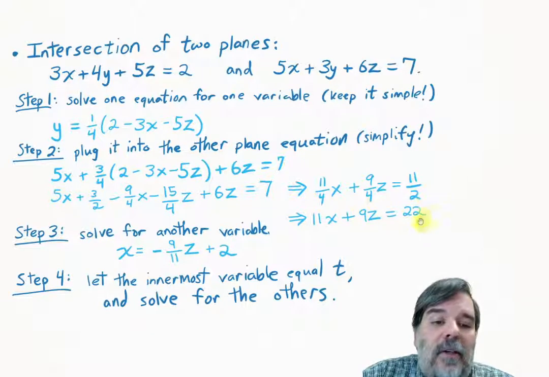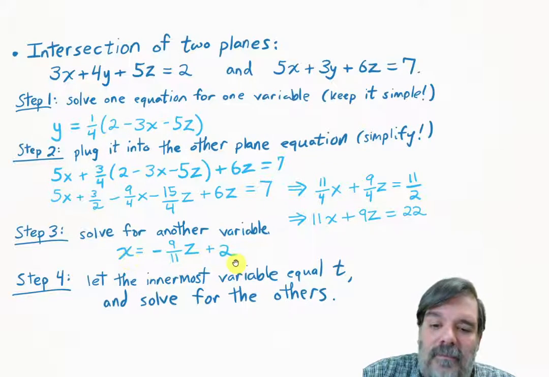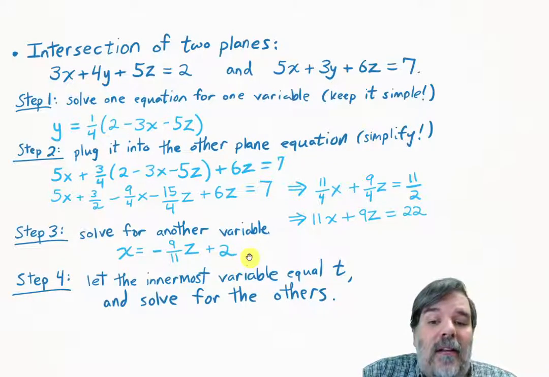And I got that by clearing these denominators. It really can't get too much more simple. Now step 3, take this equation that you just got, solve it for one of the variables. In this case, I solved for x because, well, it's simpler, because 22 divided by 11 is just 2. So I liked solving for x because we got less fractions. Now, we're actually just about done.